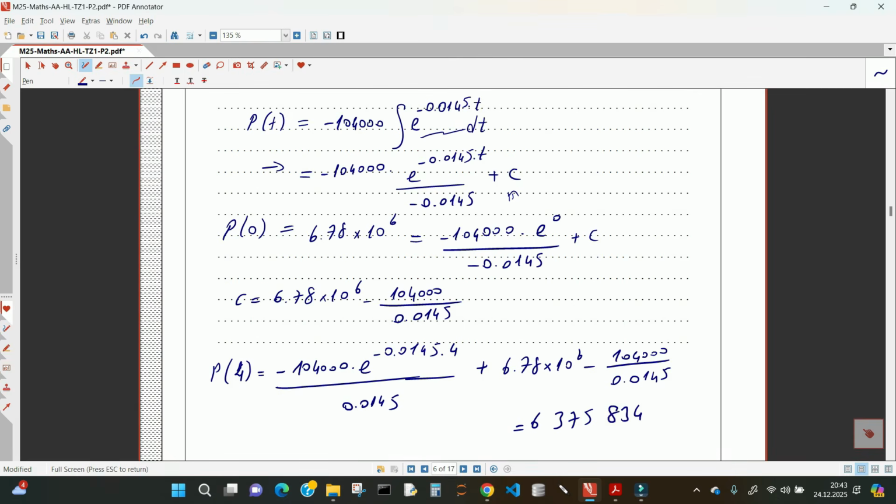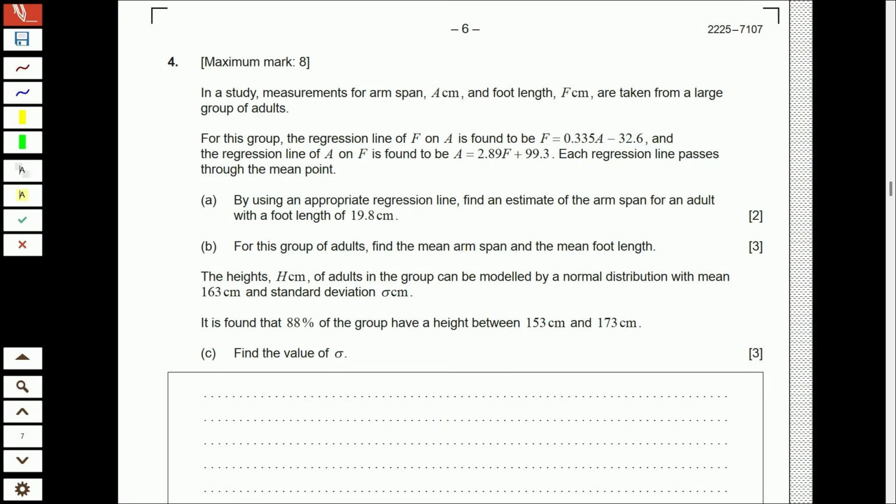834. Yeah. Question 4. In a study, measurements for arm span, A centimeters, and foot length, F centimeters, are taken from a large group of adults. For this group, the regression line of F on A is found to be F equals 0.335A minus 32.6, and the regression line of A on F is found to be A equals 2.89F plus 99.3. Each regression line passes through the mean point.